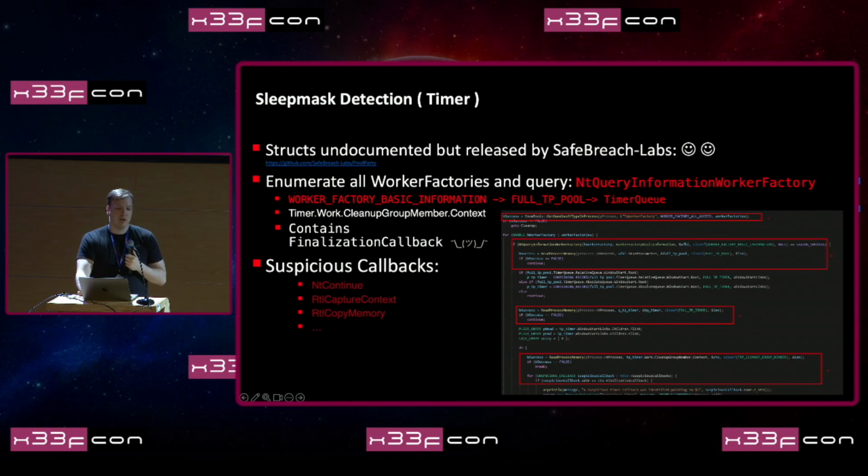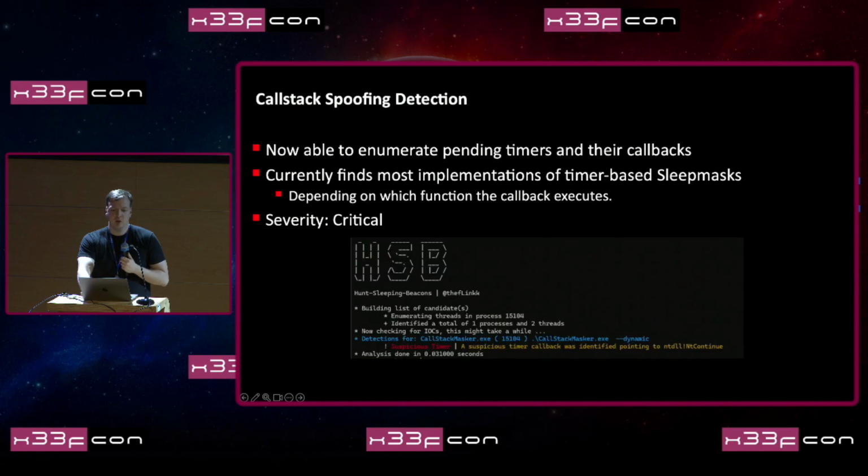a function which is usually executed by a beacon or by a sleep mask, then we can, with a very high confidence, say that there is a beacon which is using a sleep mask injected into the process. And this is really cool. We are now able to enumerate every single pending timer and the callbacks, and this currently finds most of the implementations of timer-based sleep masks because we're able to enumerate them very precisely.